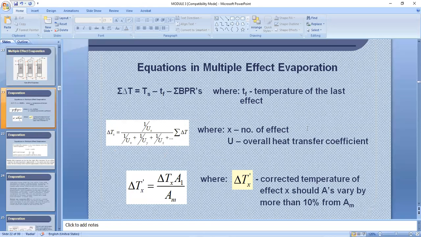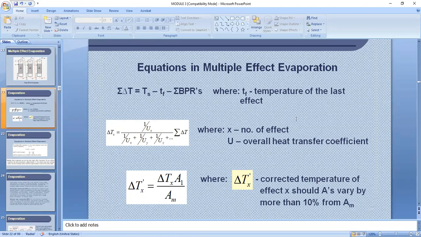Okay, anyway, it's defined in here. X is the number of effect and U is the overall heat transfer coefficient. Now, last year you were given, I think if I'm not mistaken, a 13-step process in solving multiple effect evaporation problems.